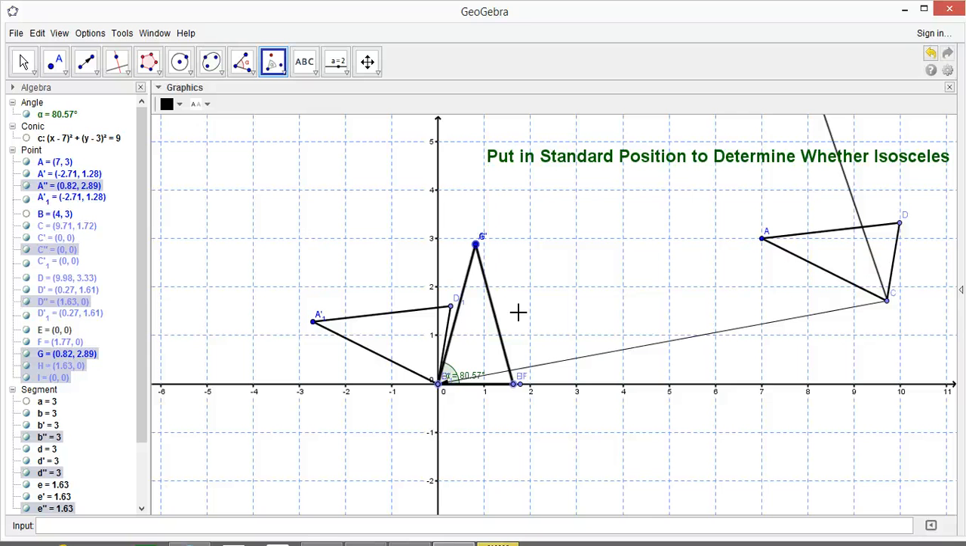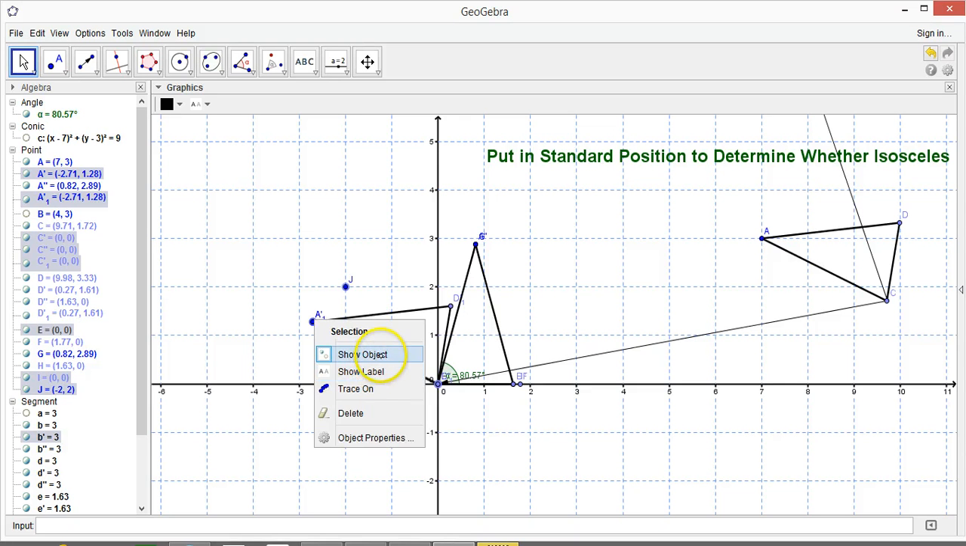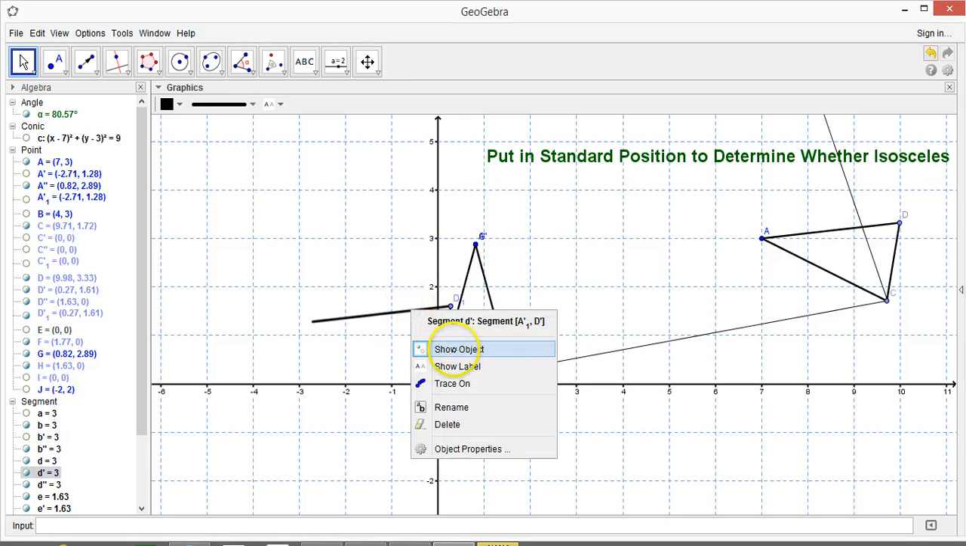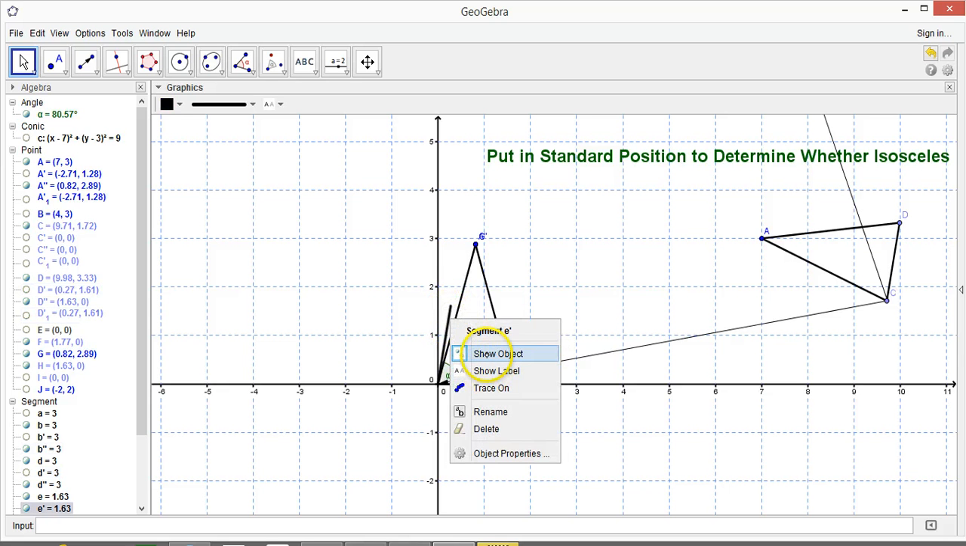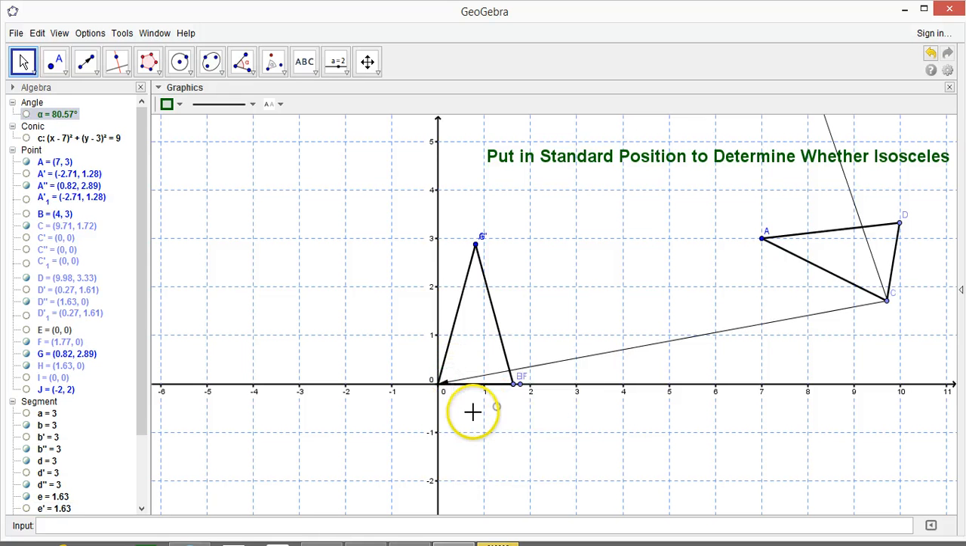There's our triangle that started out in this position. We transformed it to get to standard position, and now I can check to see if this is isosceles or not. And it looks like to me, I want to get rid of this triangle here. Oops. Okay, sorry about that. But here's our triangle now.